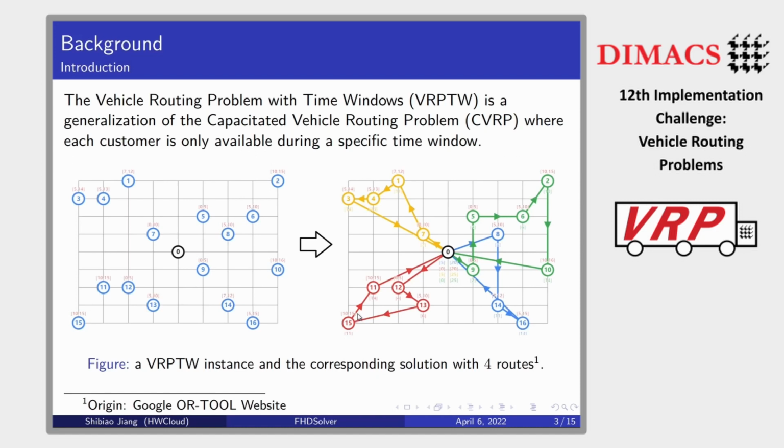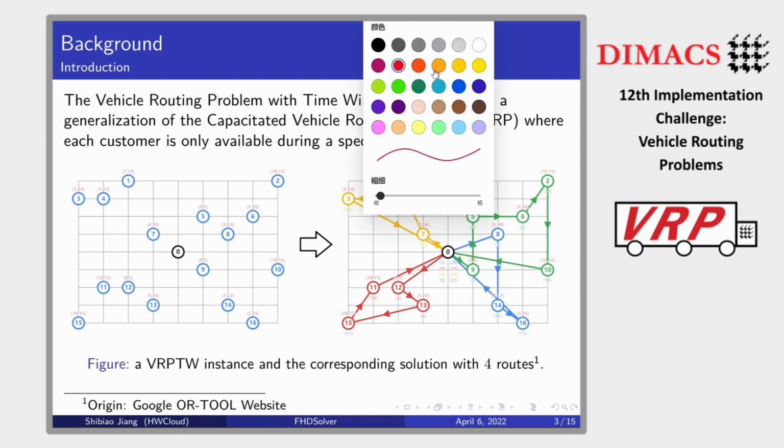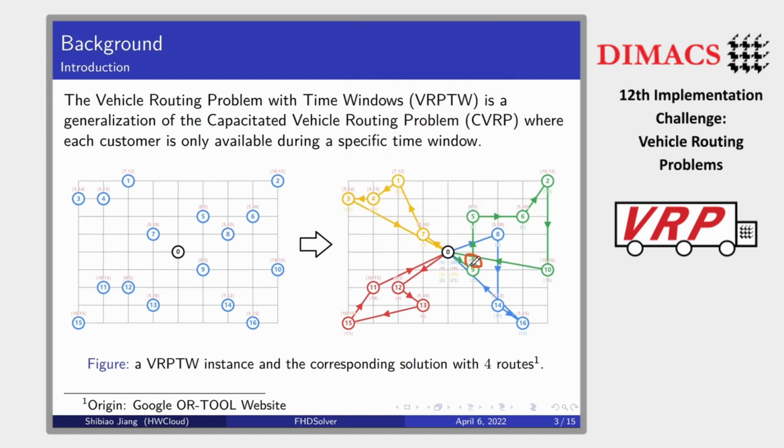First, please look at the right picture. You can find the time window in red numbers. And the right picture shows a possible solution of VRPTW with 4 routes. So let's look at the green ones. Here, here, here, here, and here. You will find that the time window of each customer in one route will be larger and larger. Okay, let's move on.